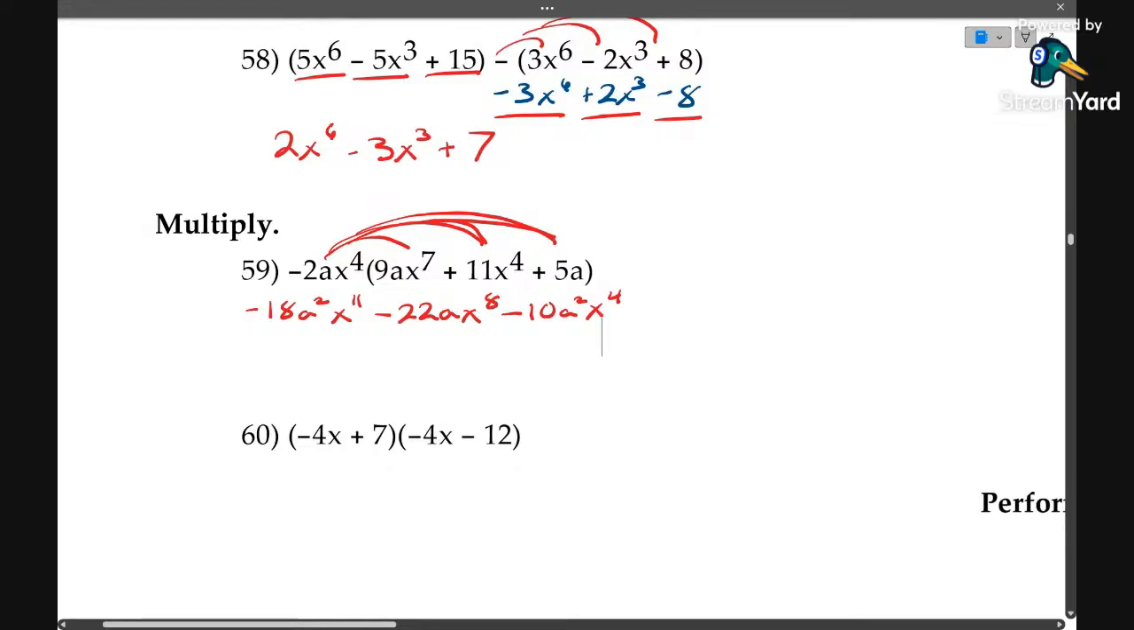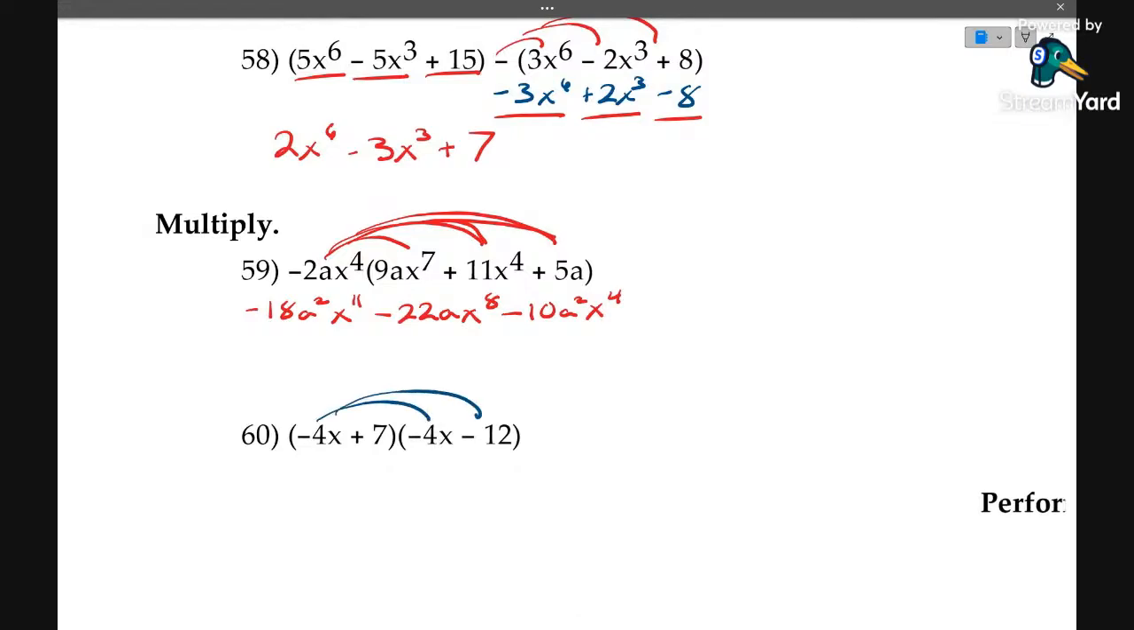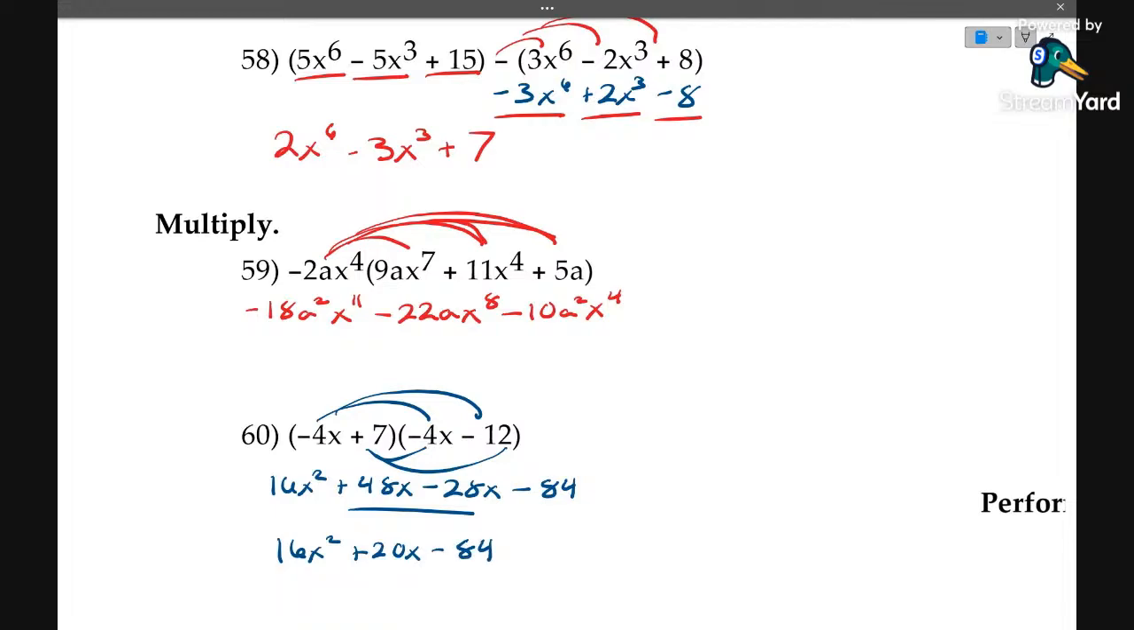Distributive property with our binomials. So each term in the first multiplied by each term in the last. So we're going to get a 16x squared plus 48x minus 28x minus 84. Should be good. And then look to see if we can combine any like terms, which we can. 16x squared plus 20x minus 84.